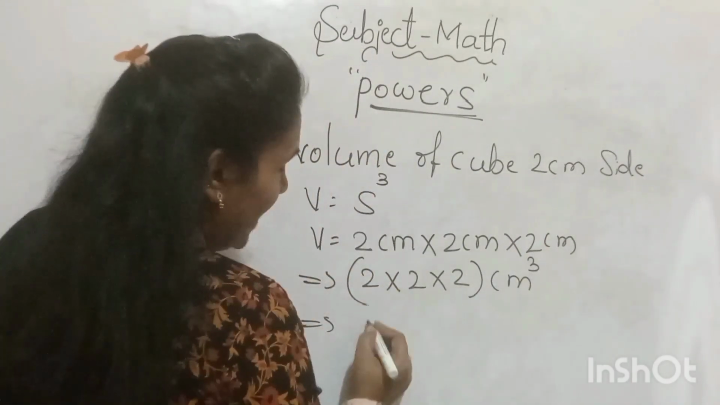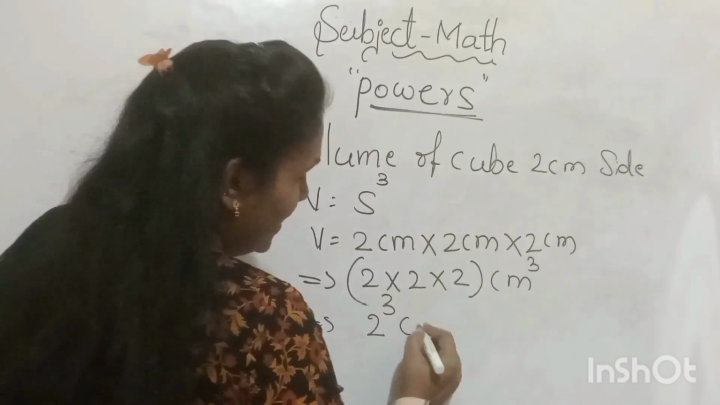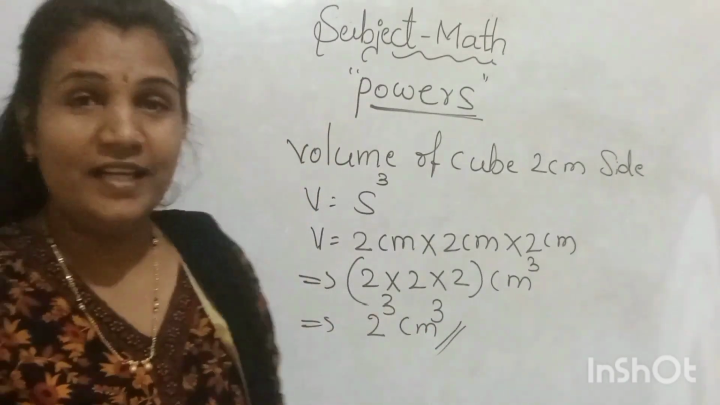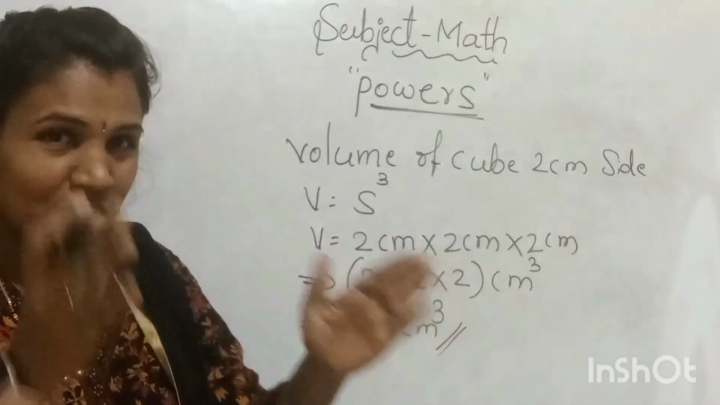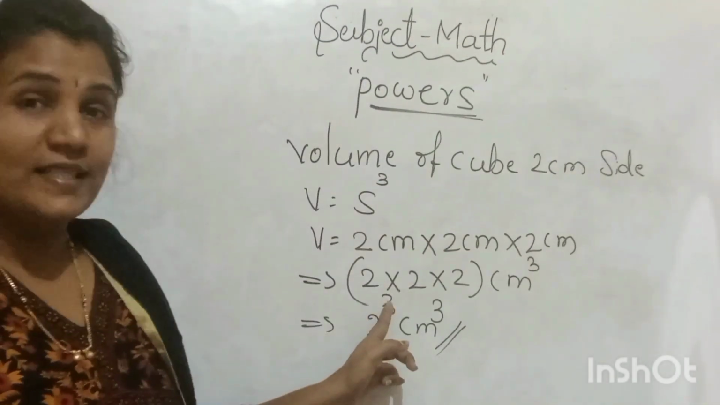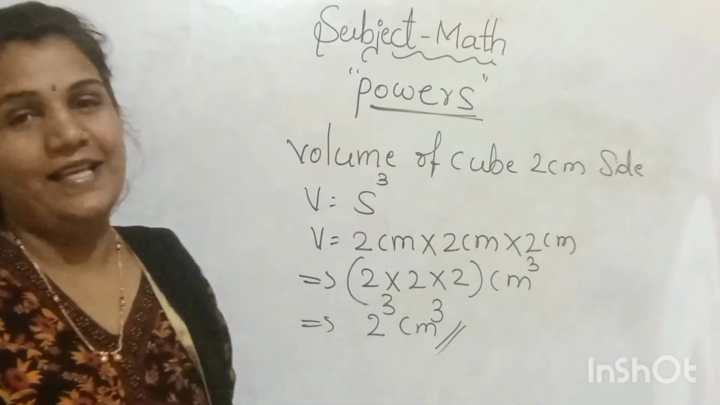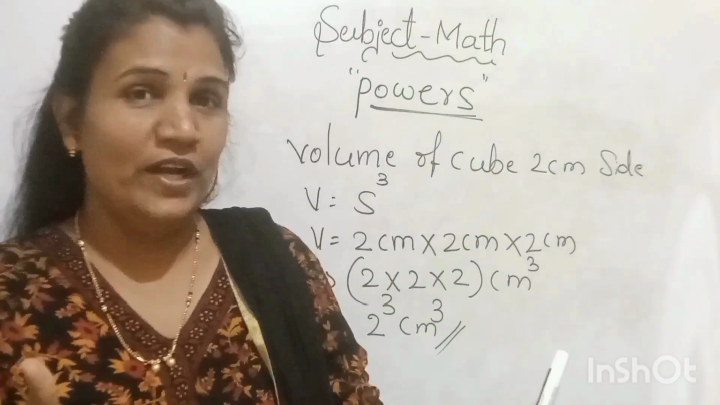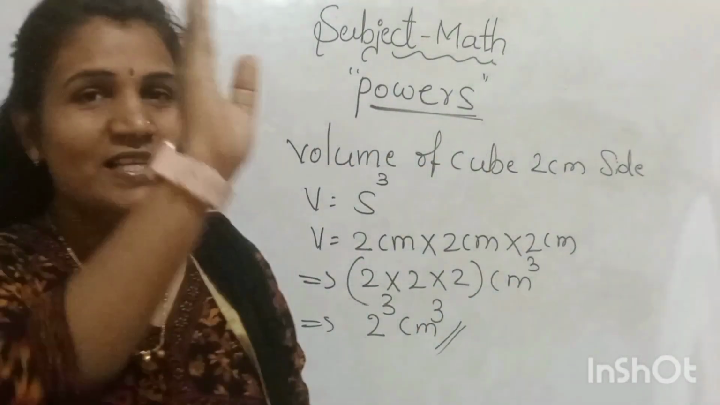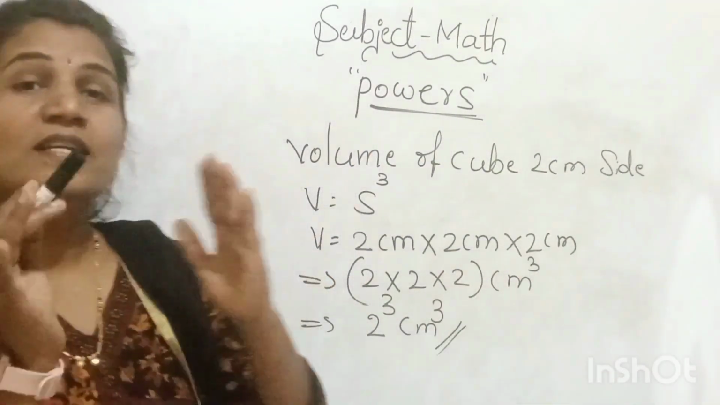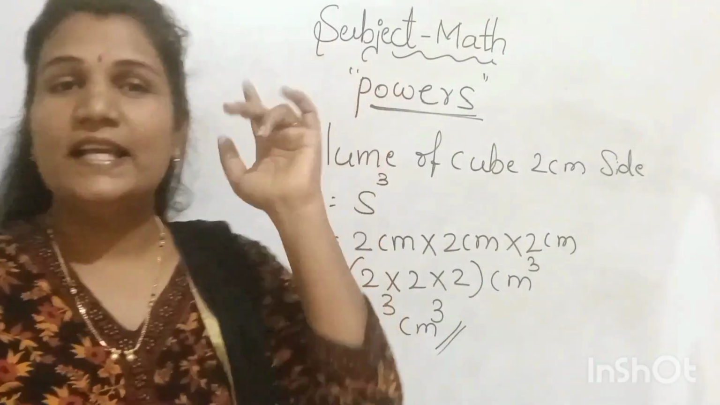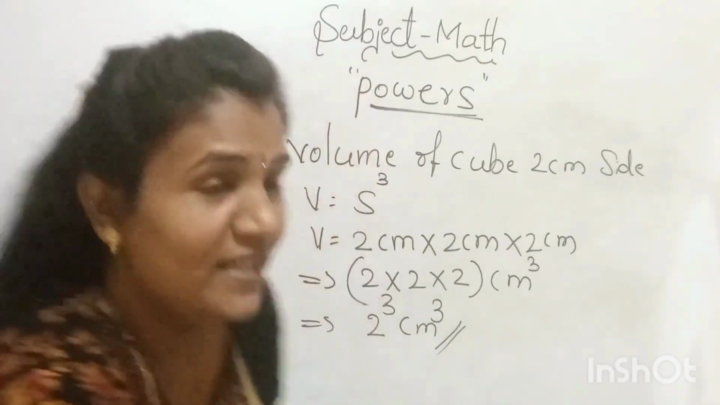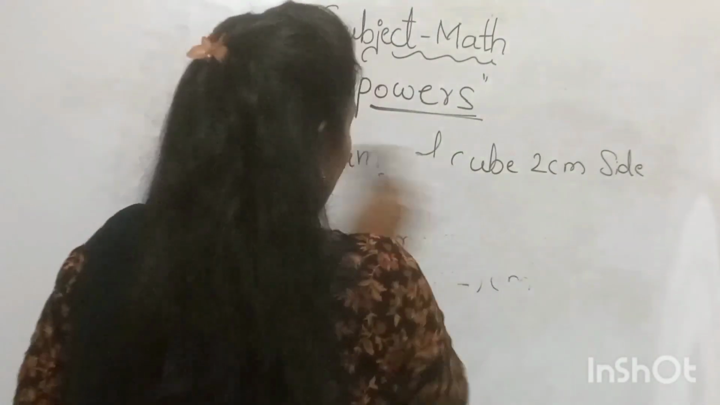Here I can write this as 2 to the power 3 centimeter cube. Here we got 2, which should be multiplied thrice, 3 times by itself. Such conditions are called powers, exponents, or index. All three have the same meaning. Then what is 2? And what is 3? That is the base and the exponent.